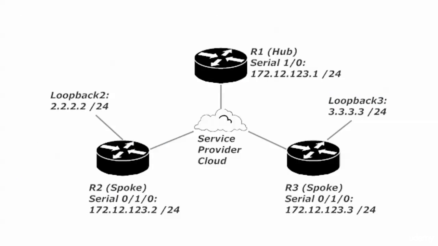Speaking of labs, this is where we're going to start with RIP, and it should look awfully familiar. We've got our 172.12.123.0/24 network running on our serial interfaces on all 3 routers. Our service provider cloud, our frame relay cloud, we're not configuring that because that's our service provider. And we have a loopback interface on routers 2 and 3. There isn't one on 1 yet.